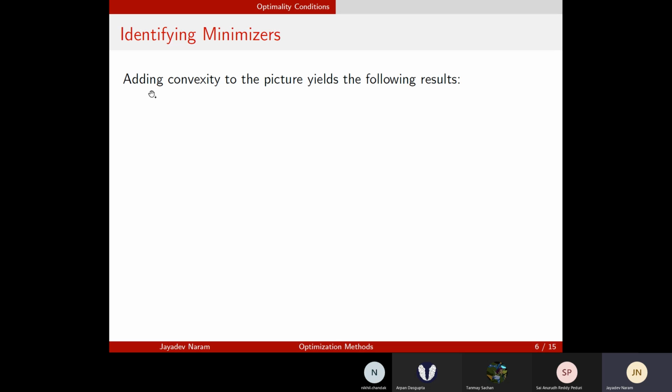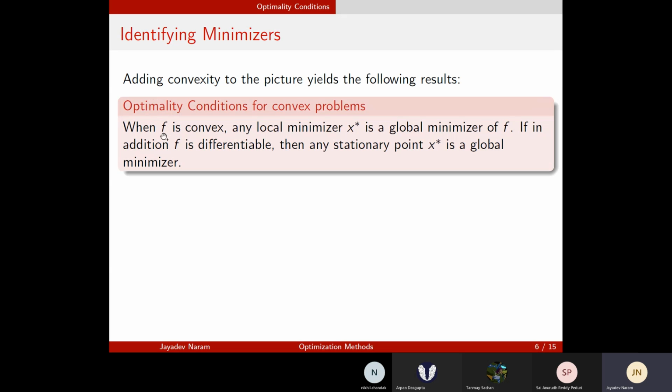And now if we have convexity in our picture, it's better. When f is convex, any local minimizer x star is a global minimizer of f. This is a very good property of a convex function. Usually people solve optimization problems by converting them into convex equivalents. But still, this is not the only way we can solve.